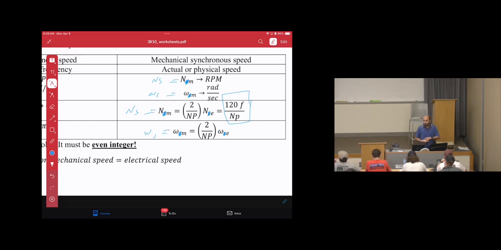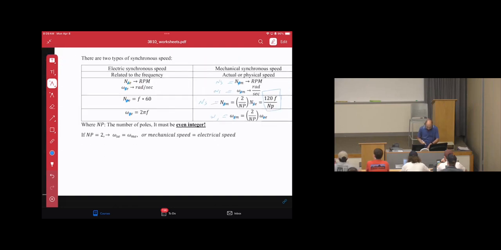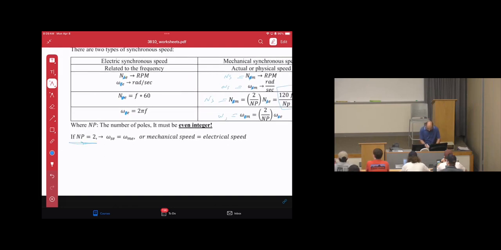So as a result, we have two types of speeds, electrical or mechanical: N_E, omega_E, or N_S, omega_S, or in other words N_M, omega_M. The mechanical and the synchronous are the same, but electrical is different. Electrical and mechanical will not be the same, except if and only if the number of poles equals 2. So if the number of poles equals 2, then electrical will be equal to mechanical.